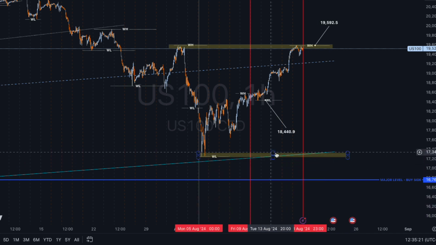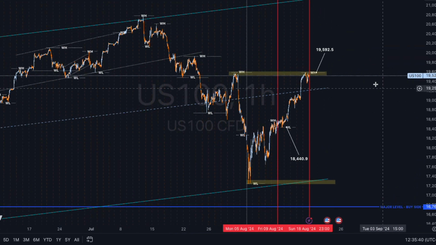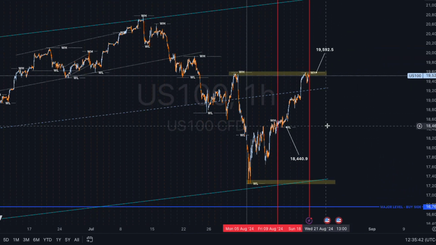Now, this zone in itself will act as a support for the market to come back down to. However, will it do it? Only time will tell. And if it does, and it retraces back from this level, then it's fair to assume that this entire area over here will become some kind of a range. And we've already got the markers to help us navigate this whole situation.